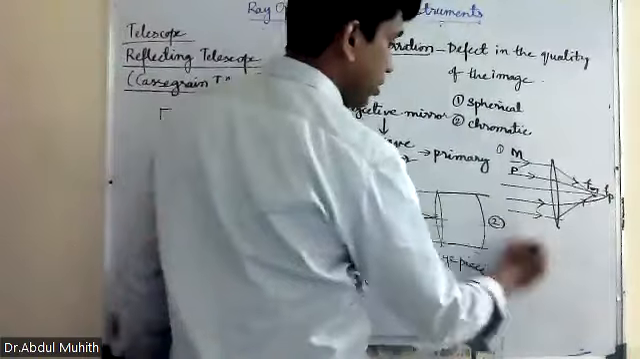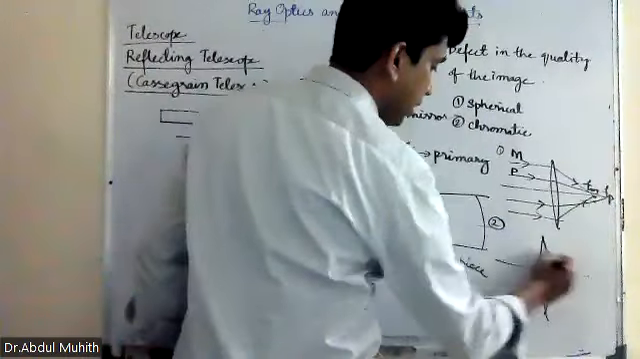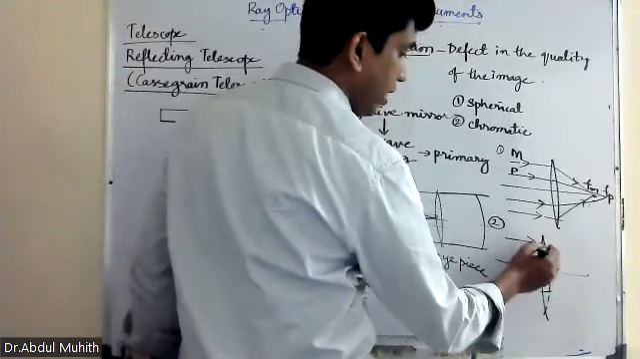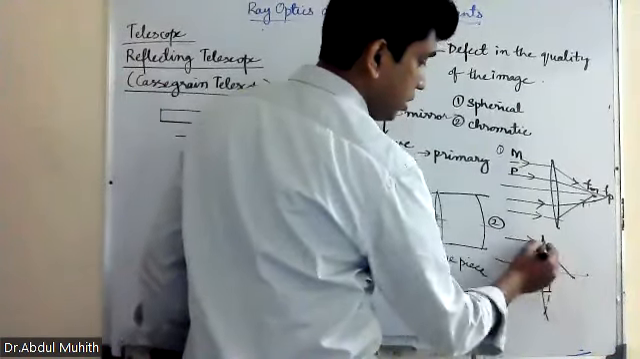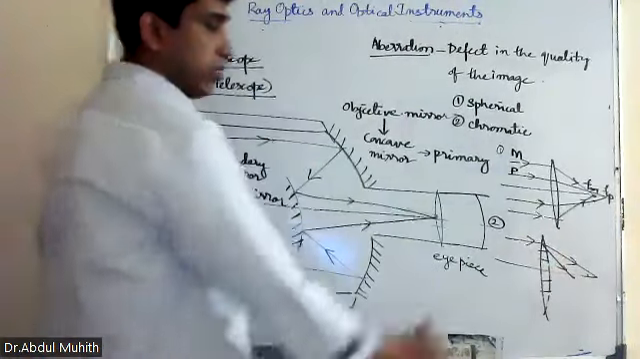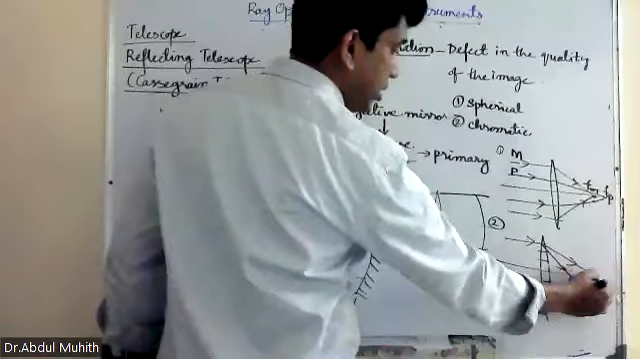Chromatic aberration means, suppose this is the lens, and we divide the lens into so many parts like this. So what happens? When the white light is incident here, they form the image here. The image is formed like this. There's a change in color. The violet is here, and this is the red color.